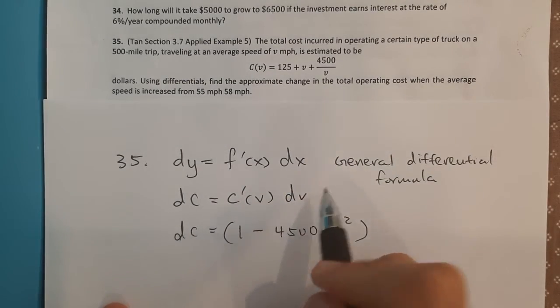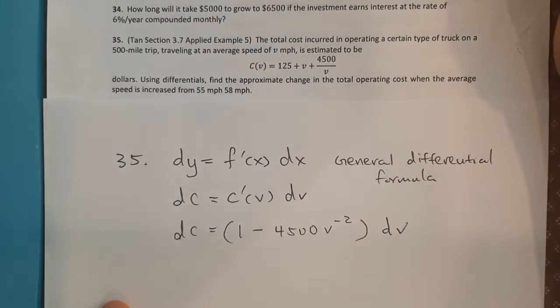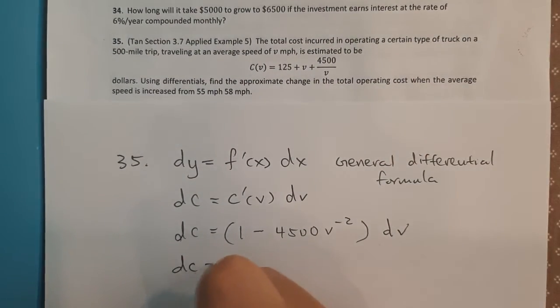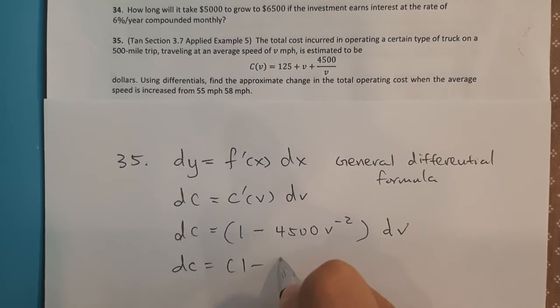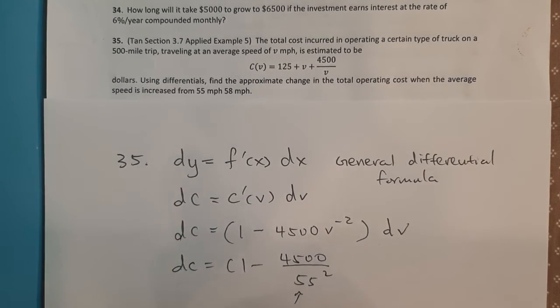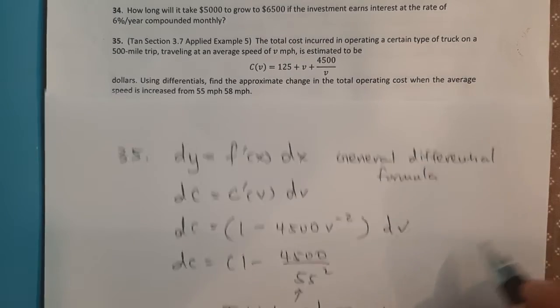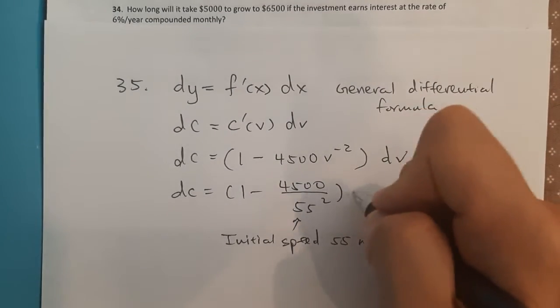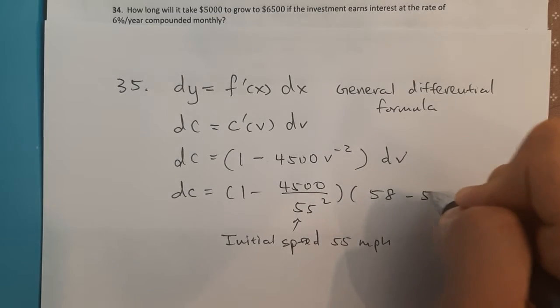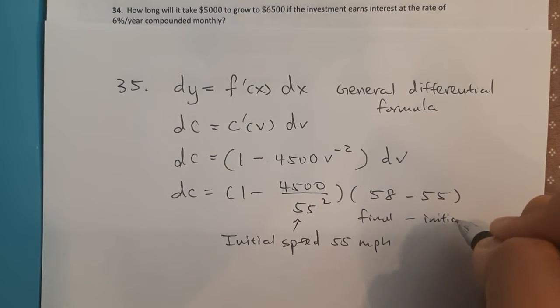And then dv, that's going to be the difference between 58 and 55. So we can plug that in. We have 1 minus 4,500 divided by, and then we plug in the initial value. This is the initial speed, 55 miles per hour. And then the dv, that is going to be 58 minus 55. So we have the final minus the initial speed.